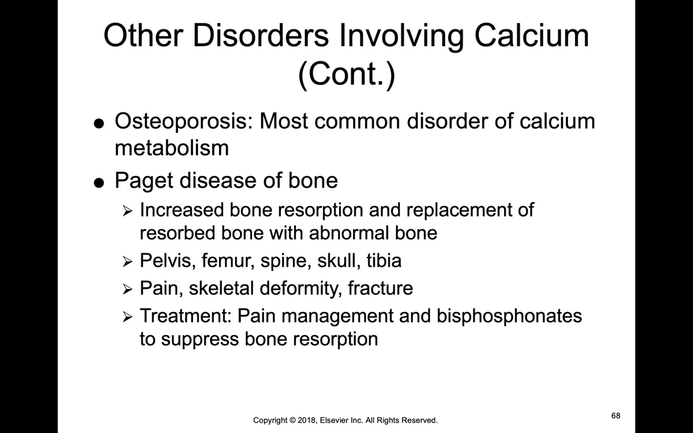And then there's osteoporosis, usually identified with a T-score. It is the most common disorder of calcium metabolism. You can get Paget disease of the bone, which kind of does the opposite. It increases bone resorption. Again, these are some of the areas it can affect, and treatment is going to be bisphosphonates to suppress the bone resorption.